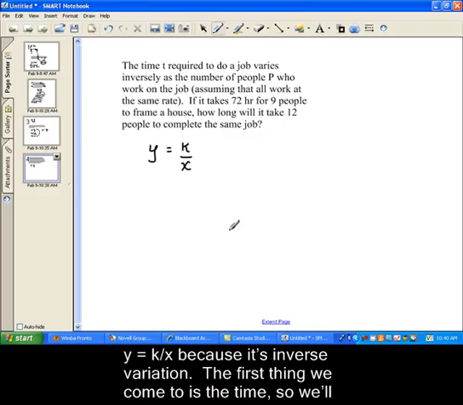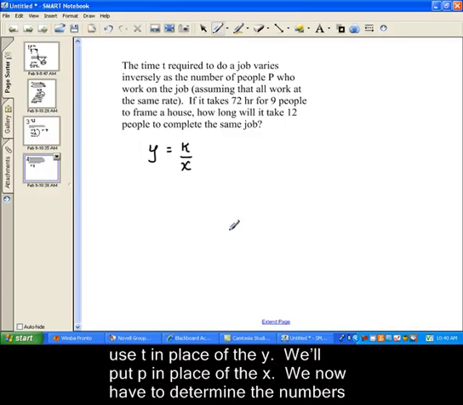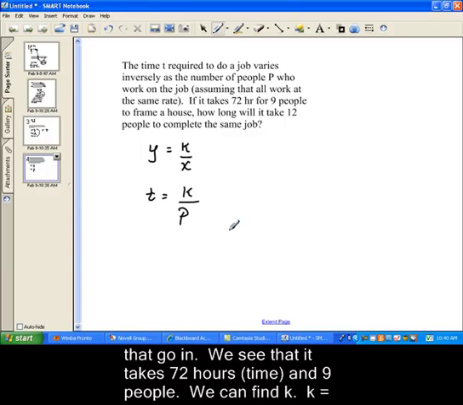We have to determine what goes in place of y and x. The first thing that we come to says the time, t. That's what will go in place of the y. So we're going to have t equals k over p. Once we get the equation, we have to determine what goes into the equation. Let's see, it says if it takes 72 hours for 9 people to frame a house. Okay, that's what they're giving us right now.